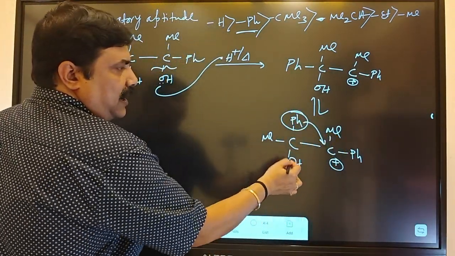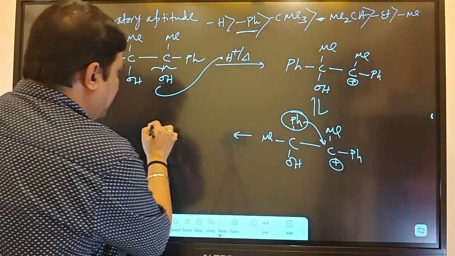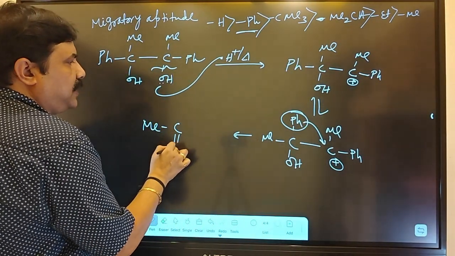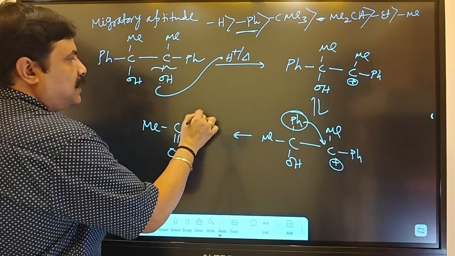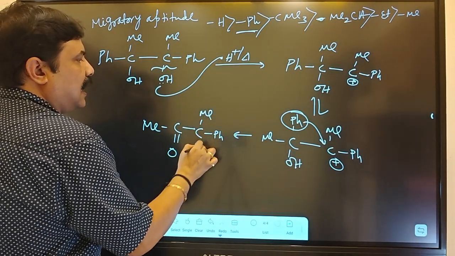Then here there is a carbocation, and after proton loss, I am directly writing the product. So this will be your product. These will be methyl, phenyl and phenyl.